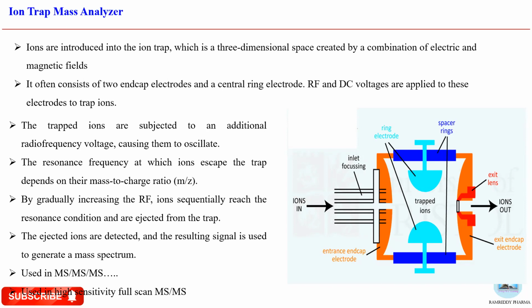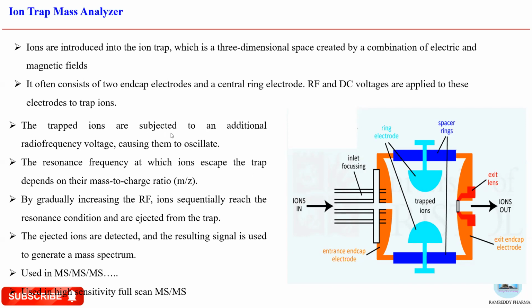To these end cap electrodes and to this ring electrode, we are applying radio frequency and DC voltage. When we apply this, it produces an electric field. This electric field in the gap makes a trap. So when the ions from the ionization source enter this trap, the ions will be trapped here. The resonance frequency we first have to create.